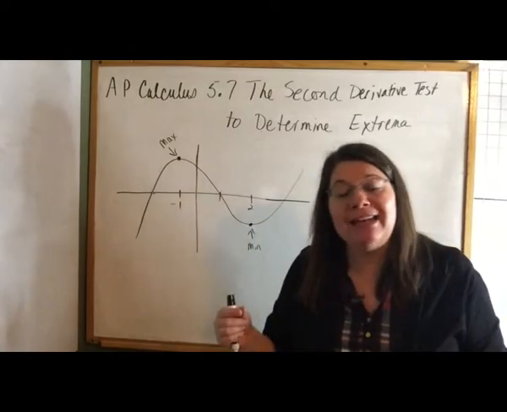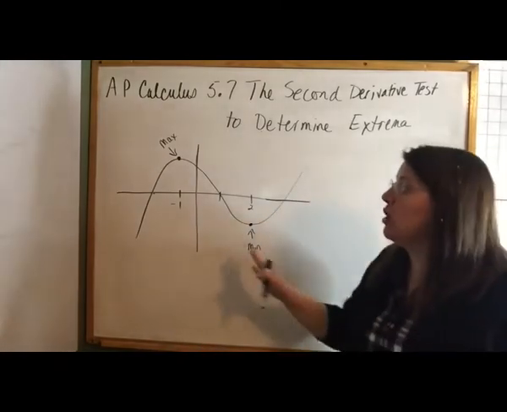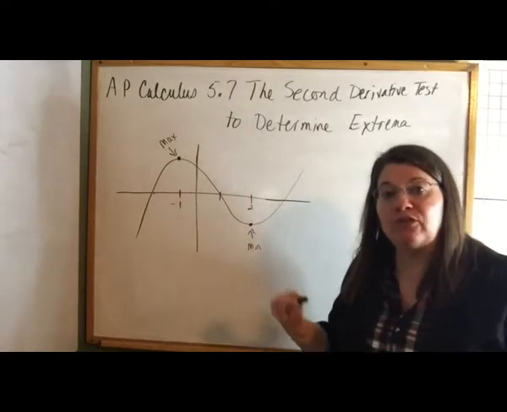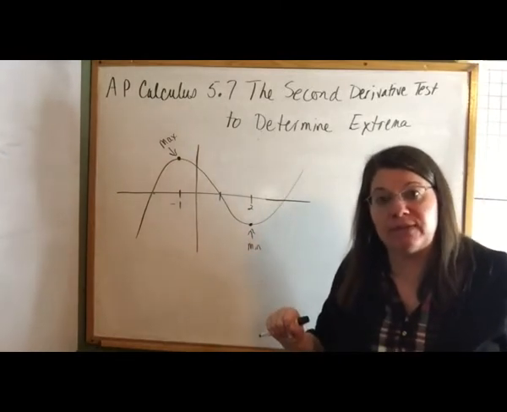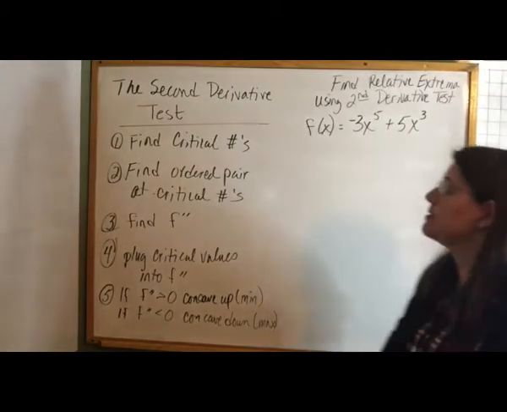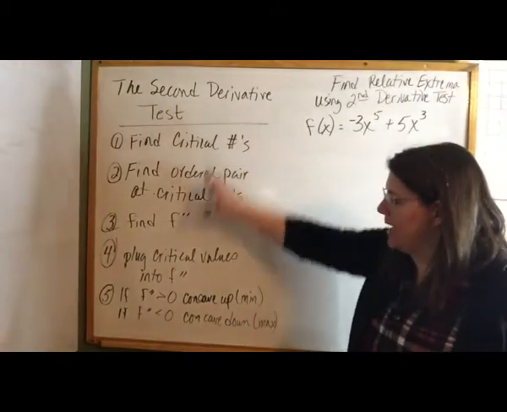And we can find these using charts. We don't even have to have a graph. We can make a chart to find these critical values using the second derivative test. So we're going to do an example using the second derivative test. The second derivative test has this method.